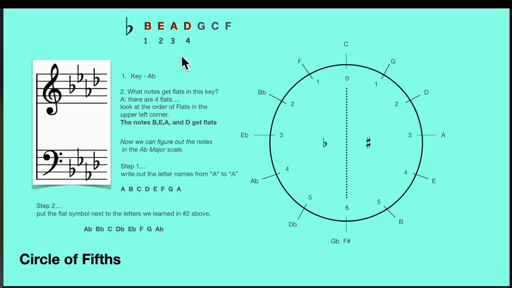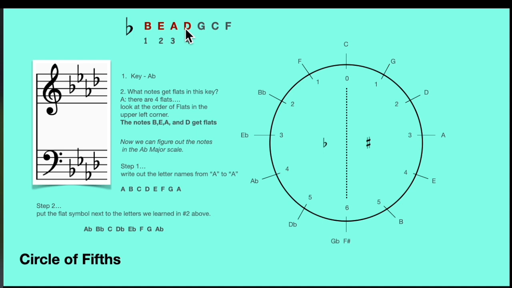We are in the key of A flat. What notes get flats in this key? Excellent question. Look at the order of flats in the upper left there. What do you see? B, E, A, D, G, C, F, right? All right, well, how many notes get flats in this key? If you look down here, it's 4. A flat has 4 flats. So we go up and we find the first 4 letters of this order of flats, B, E, A, and D. Those notes are going to get flats.